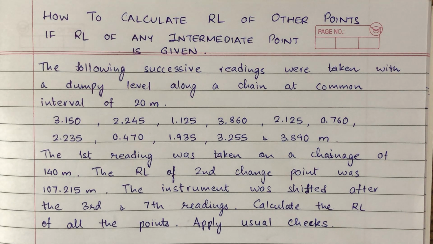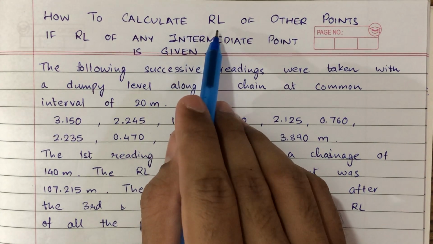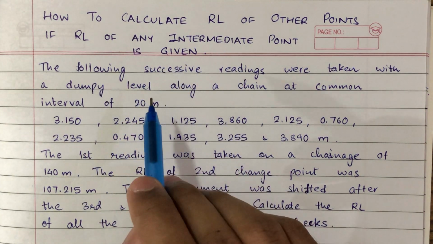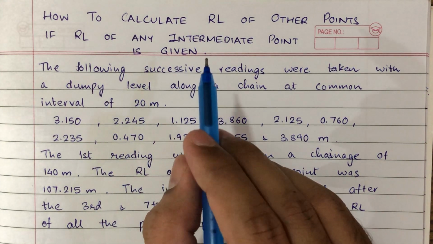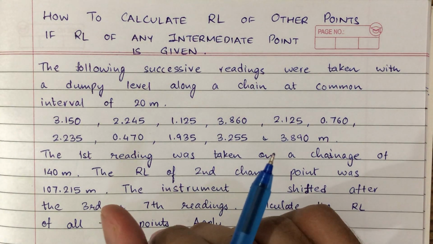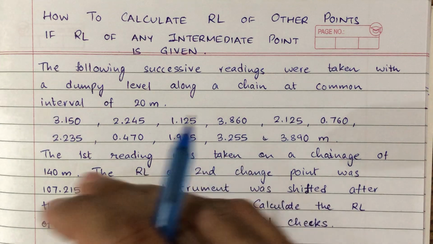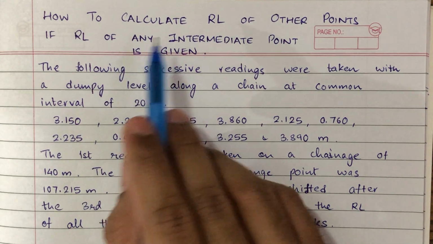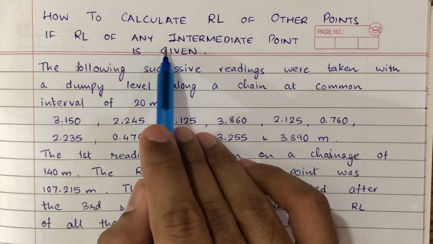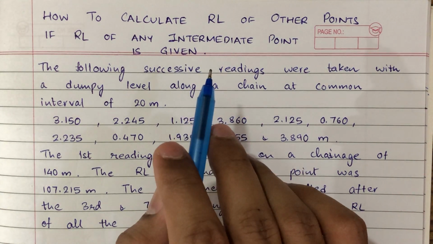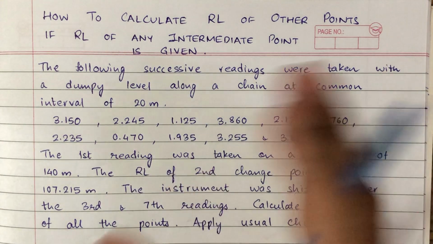In this video, we will see how to calculate RL of other points if RL of any intermediate point is given. In the previous examples, RL of first point was known and you had to find the RL of all the other points with respect to the RL of the first point. But here RL of first point is not known. RL of any intermediate point is given, and with the help of that intermediate point we have to find the RL of all the other points.